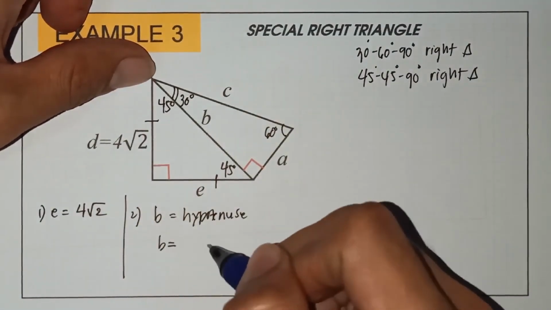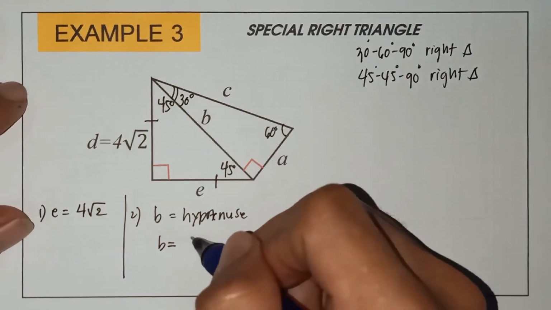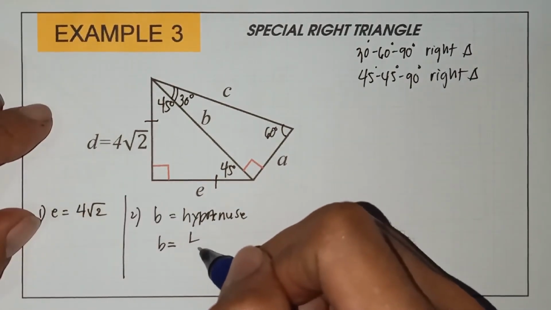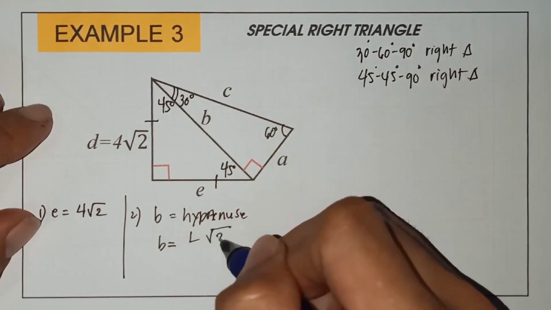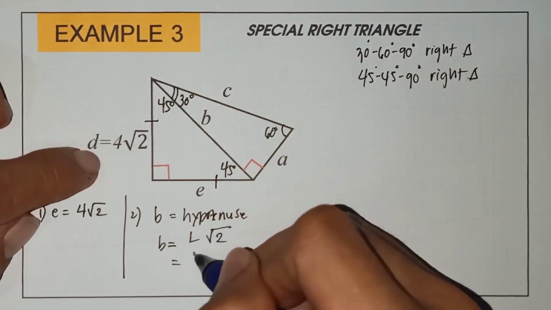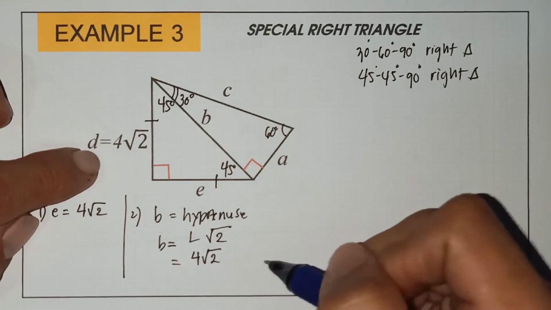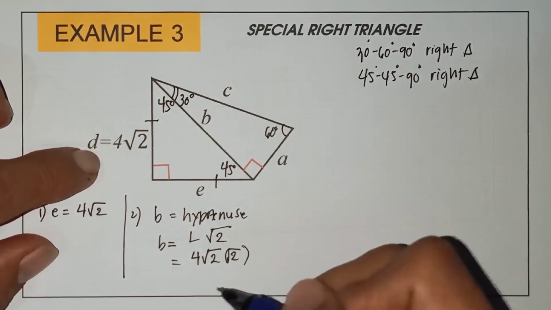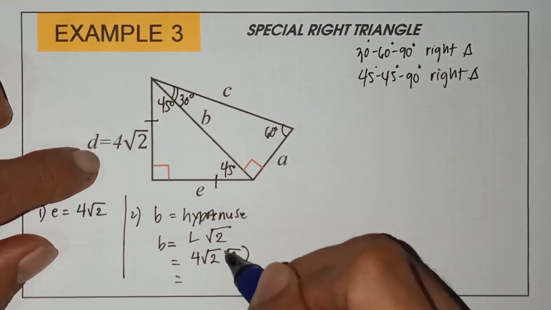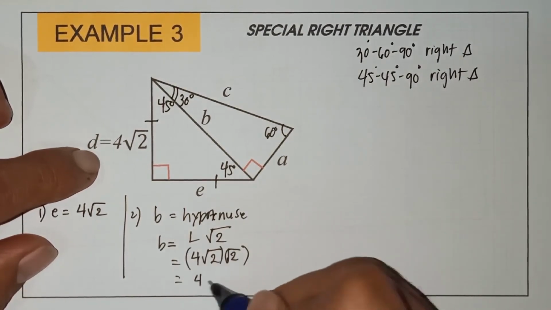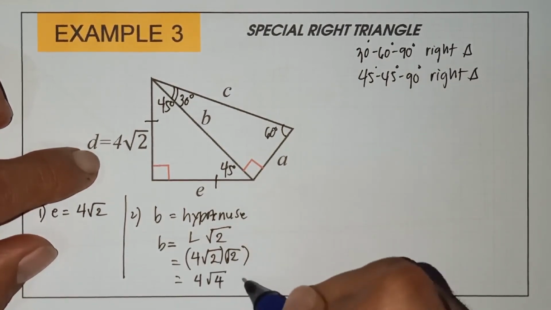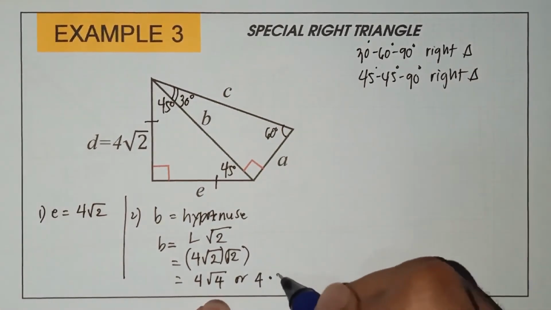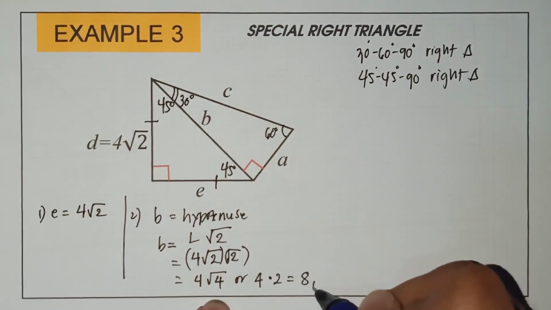So B is equal to the leg, which is D and E, times square root of 2. So the leg here is 4 square root of 2 times square root of 2. The answer here is 4 square root of 4, or that is 4 times the square root of 4, which is 2. This will give you 8.